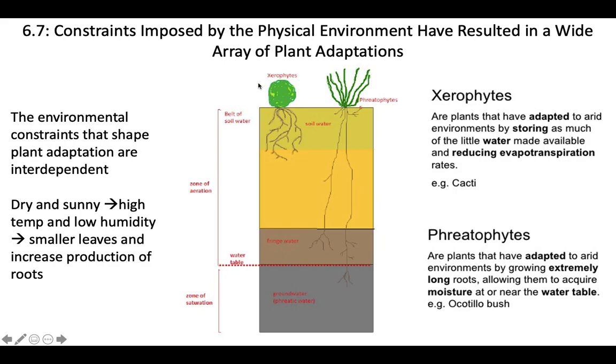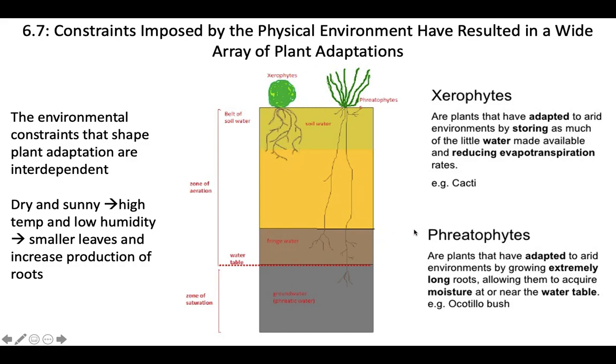One example is xerophyte. These plants, their strategy is to deal with a lack of water availability by storing as much of the little water made available. So they store it, and then they reduce their evapotranspiration rate. So the cactus is a great example of a xerophyte.